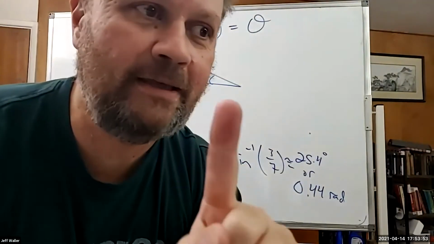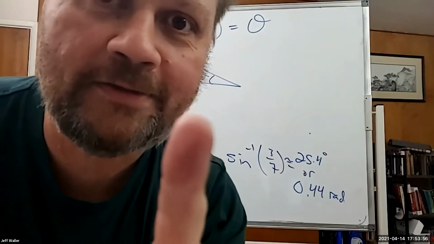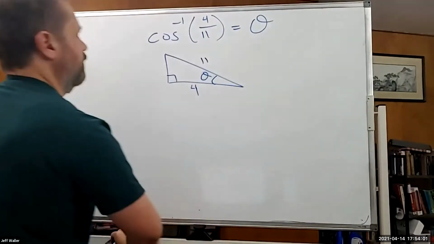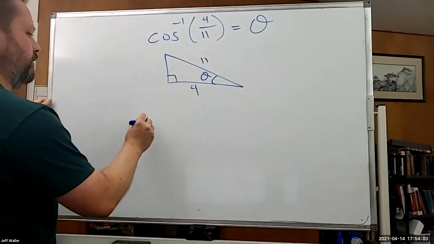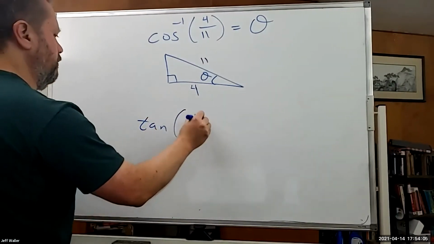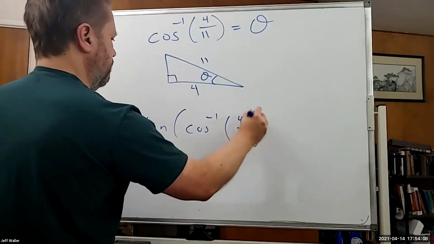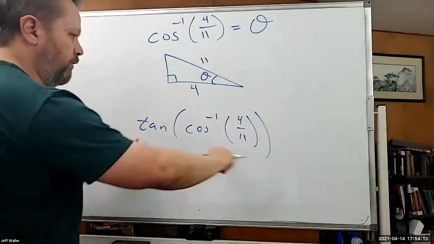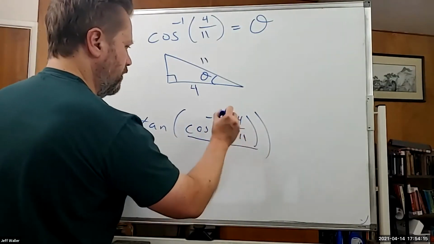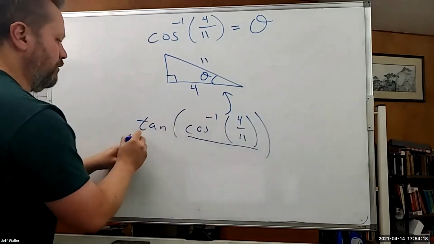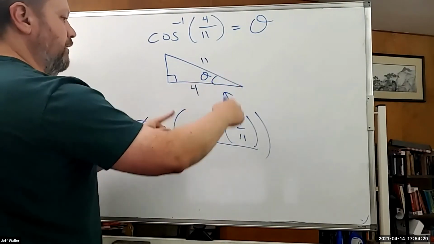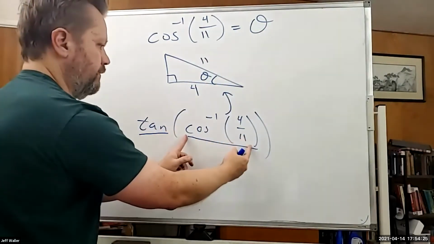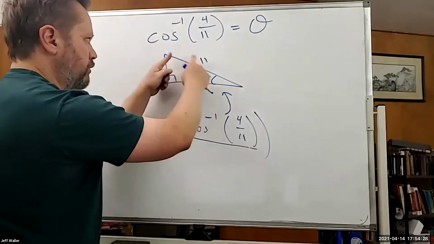I don't care what theta is. Here's what I care about. I want to know what is the tangent of the inverse cosine of 4/11? If I give you this problem, you look at this and you set up the triangle. Now you say, how do I get the tangent of this angle? That's really all this problem becomes. This is an angle that lives in this triangle.